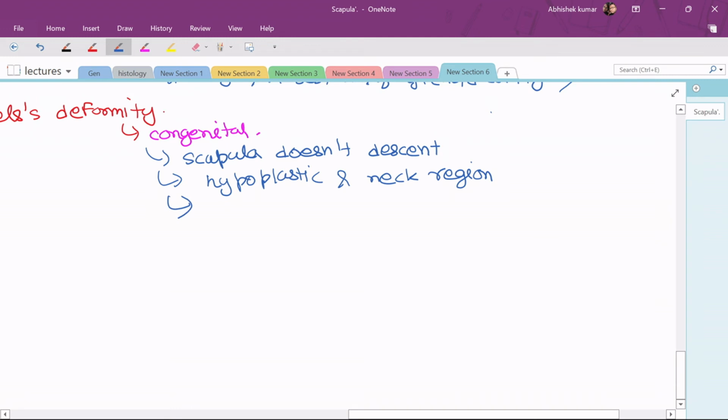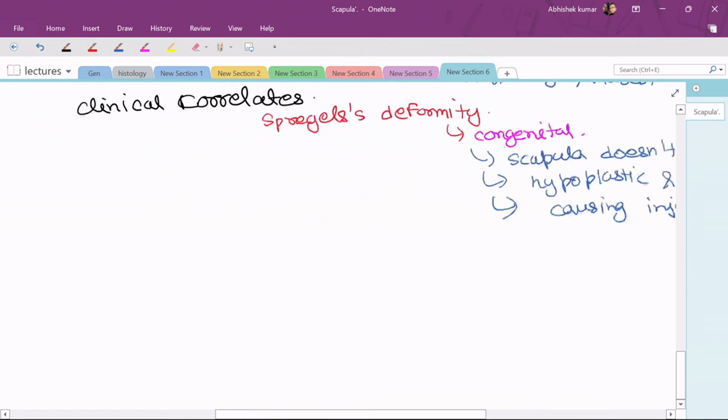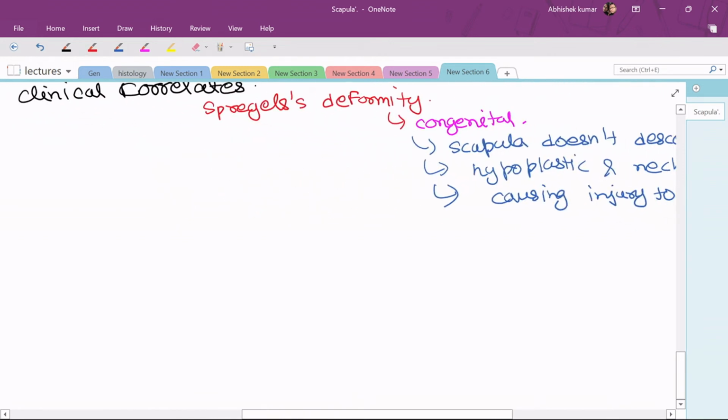And you should wonder that if you try to bring the scapula from the neck region to your back by using surgical methods, then actually you are causing injury to your brachial plexus, and that will be almost fatal. So this is all about the scapula.